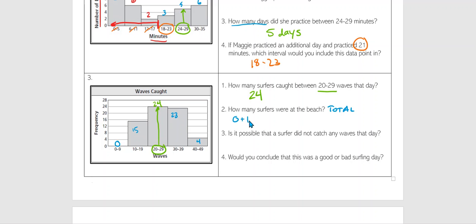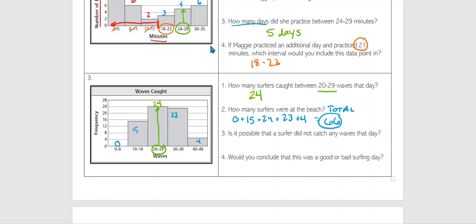So I have 0 in the first interval, 15 in the next, then 24, then 23, and then 4. So 15 plus 24 is 39. 39 plus 23 is 62, plus 4 is 66. So we have 66 total surfers at the beach.